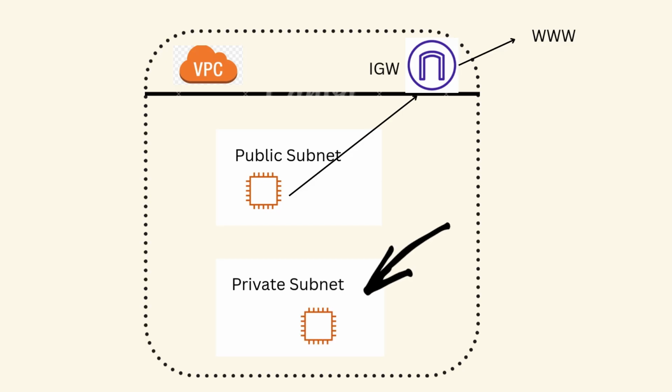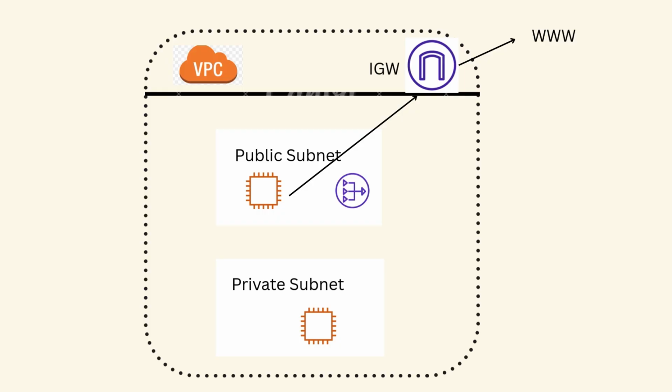Here, we have an EC2 instance in the private subnet and we want it to also be able to access the internet, for example, to get software updates, but we don't want it to be accessible from the internet. For this, we use a NAT gateway. This provides internet for your private subnets, and the NAT gateway is managed by AWS.